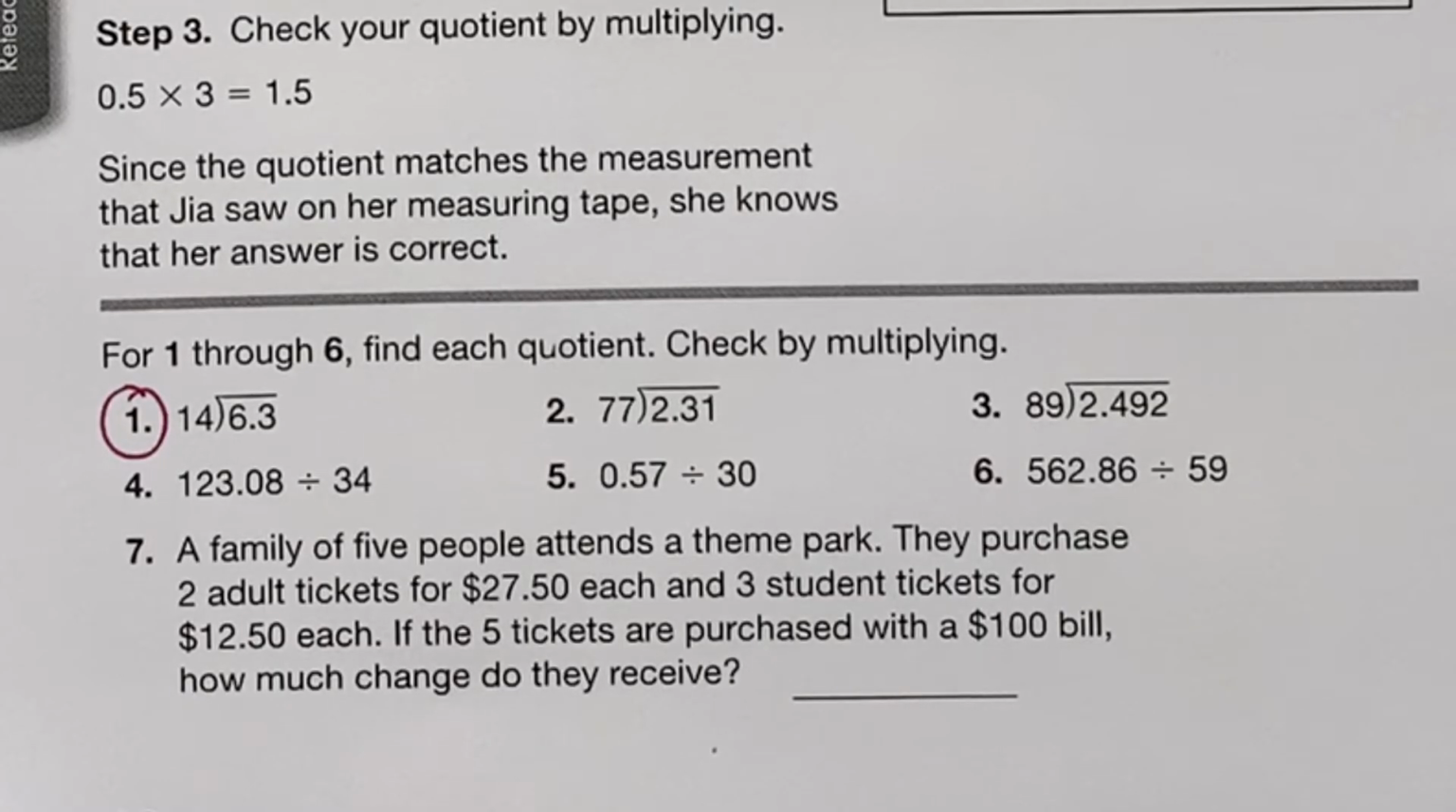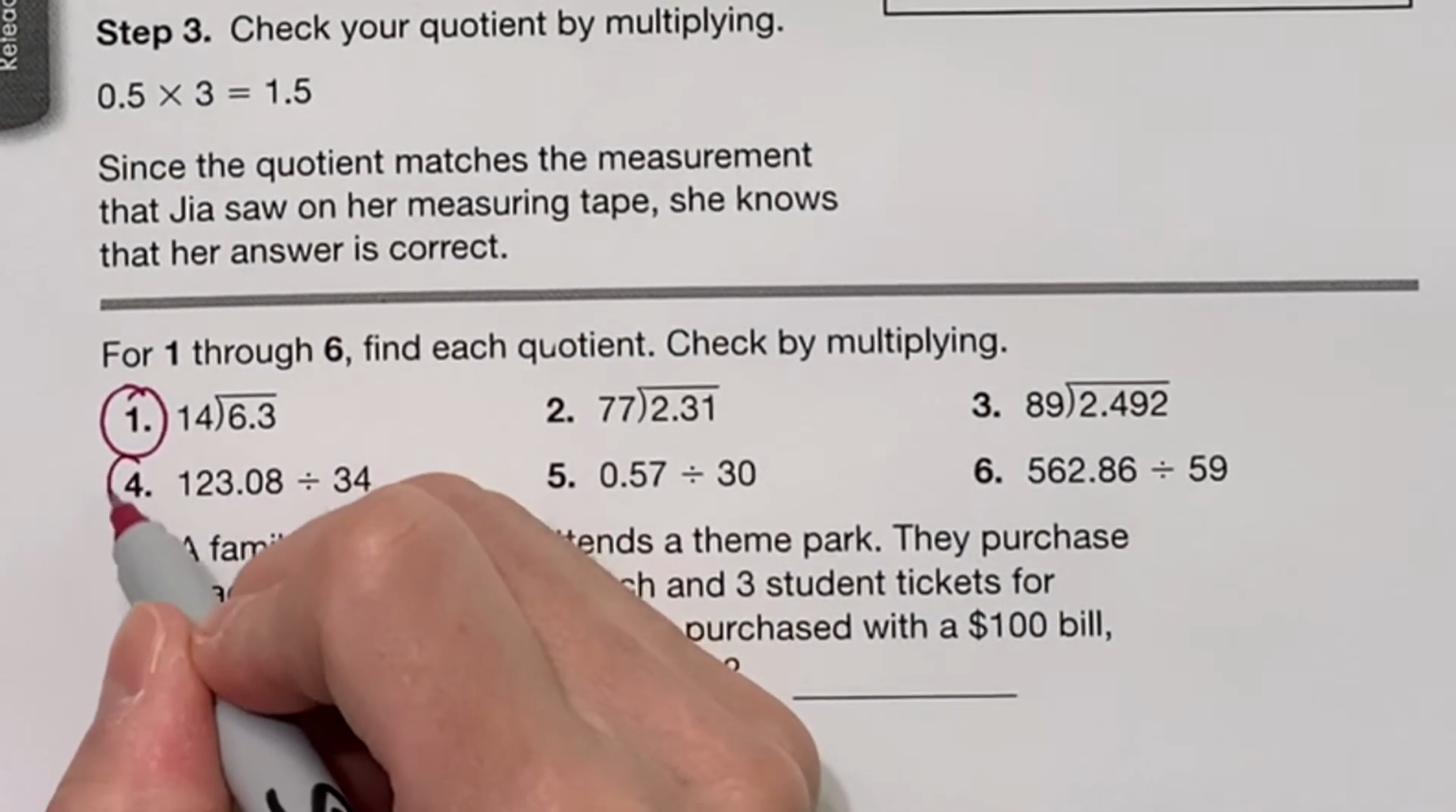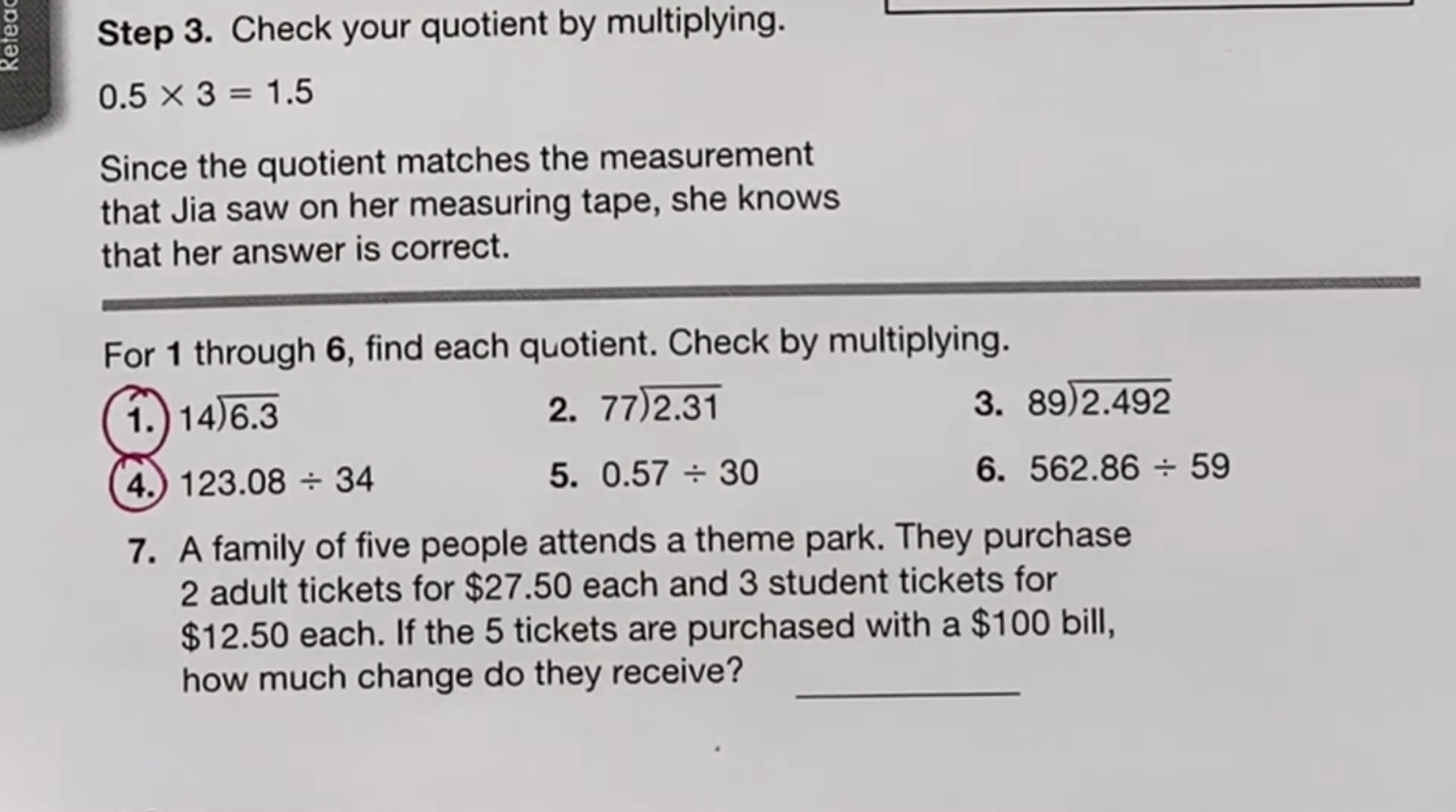Today I'm going to do number 1 and number 4 for you. Okay? Now I'm going to do mine on separate paper so I can write bigger so you can see it. And you'll want to show your work on separate paper as well. So number 1 is 6.3 divided by 14.